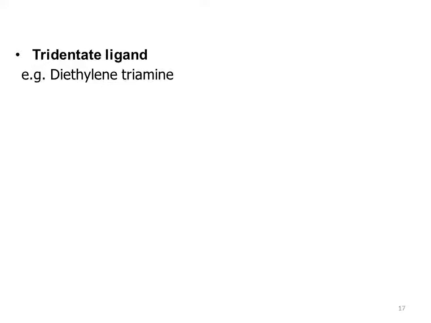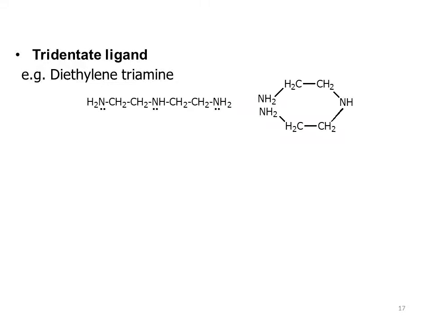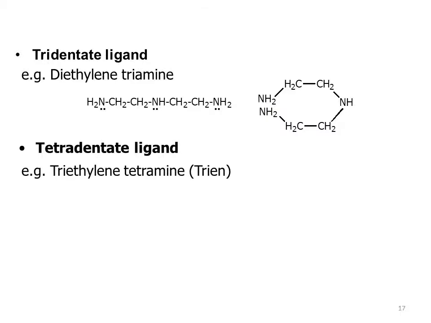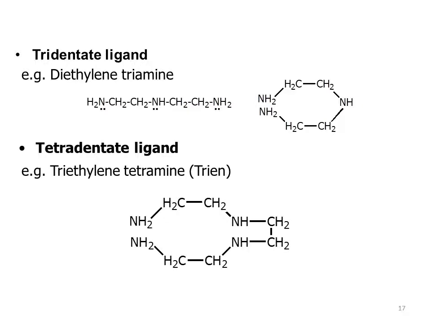Tridentate ligand, for example, diethylene triamine. Tetradentate ligand, like triethylene tetramine or trien. I do not need you to memorize these structures, only you should know the classification and an example of a compound that is related to each subclassification.